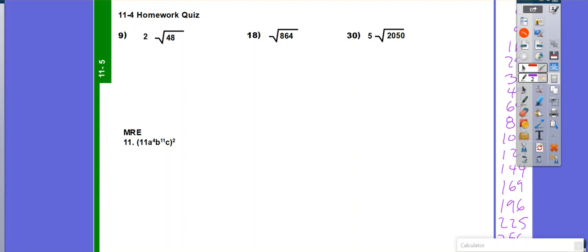All right, so we're going to take a look at these three problems from the homework. What is my first step for number 9? Abby? Okay, so I'm going to repeat what you said. We're going to look for factors of 48, and one of them must be a square number.